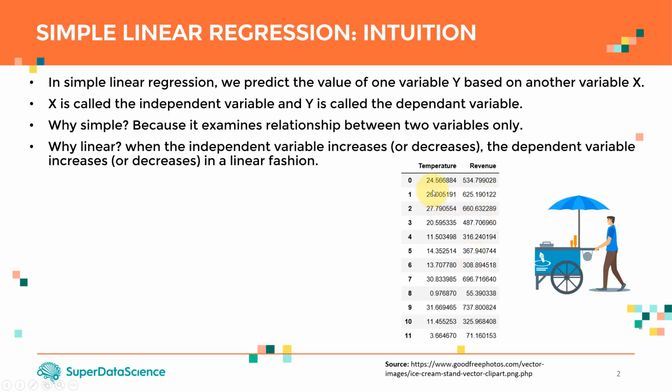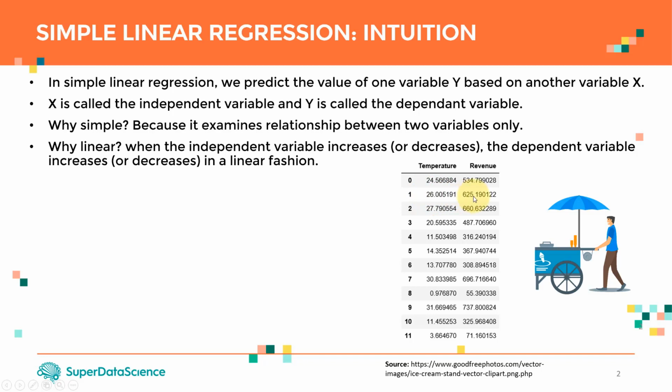When the temperature outside was 24 degrees C, my revenue was around $534 a day. And then another day, you picked up the temperature again. Then the temperature, let's say the average temperature throughout the day, was around 26 degrees C.